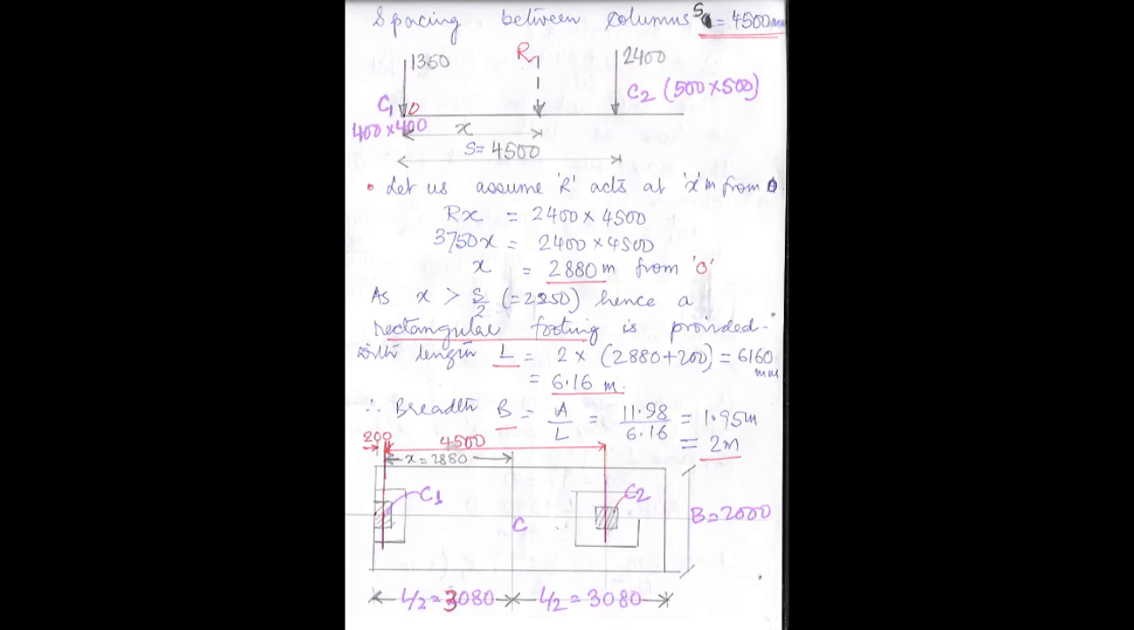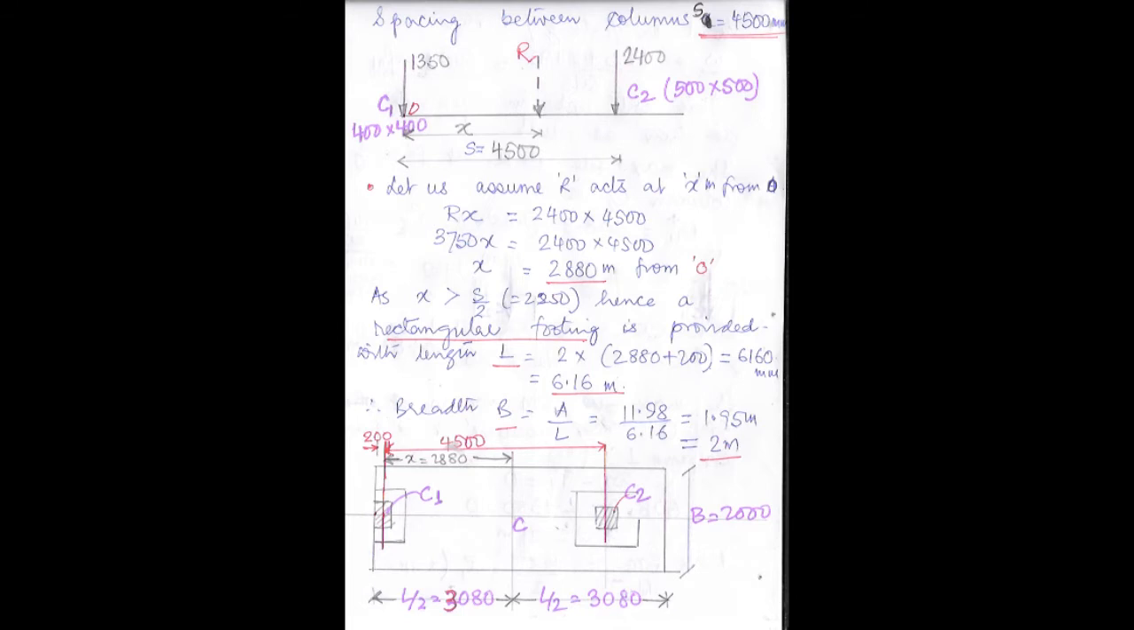2880 plus 200. And why we have multiplied it by 2? Because to get the entire length of the footing, that is 6160, we have multiplied by 2, because 2880 plus 200 is of one side, the left hand side of the center line of the base of the footing. So if we multiply it by 2, we get the entire length of the footing. That comes out to be 6.16 meter.